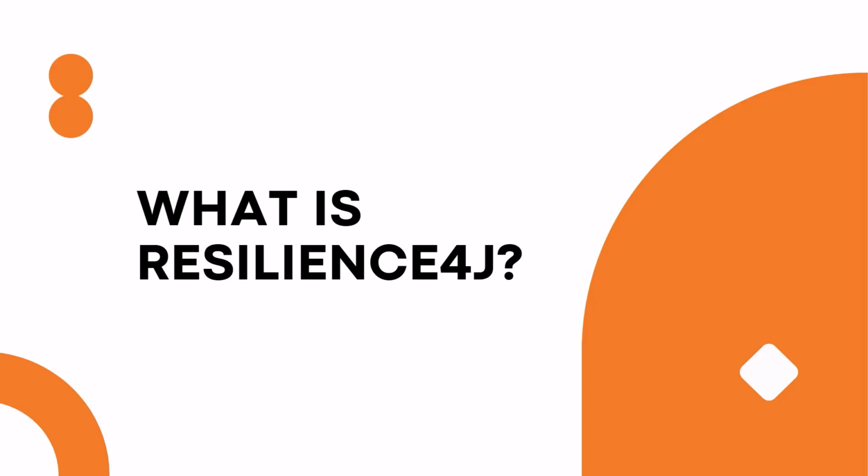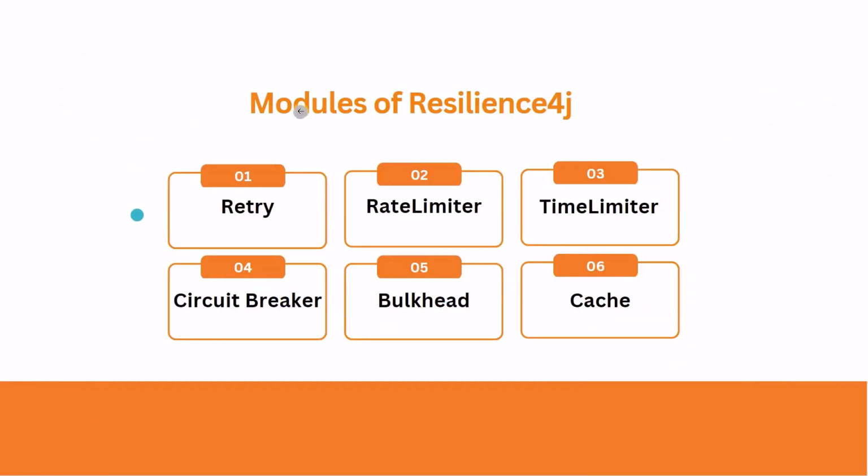Resilience4j is a library that helps us build these resilient and fault tolerant applications. It provides a framework for writing code to prevent and handle such issues. The circuit breaker is one of the main features provided by Resilience4j, and that is what I am going to demonstrate in this session. Now let's talk about the different modules of Resilience4j.